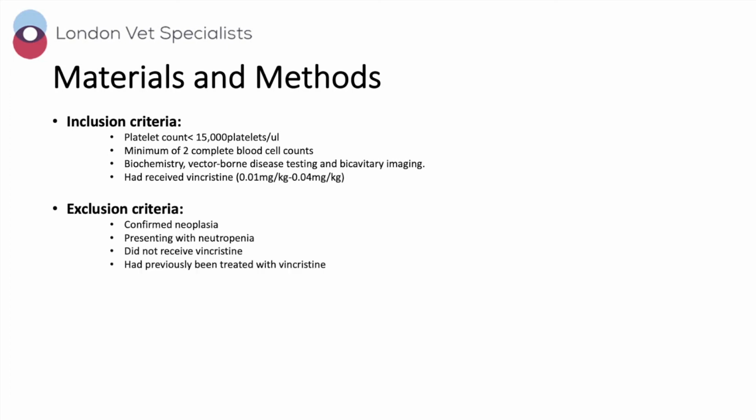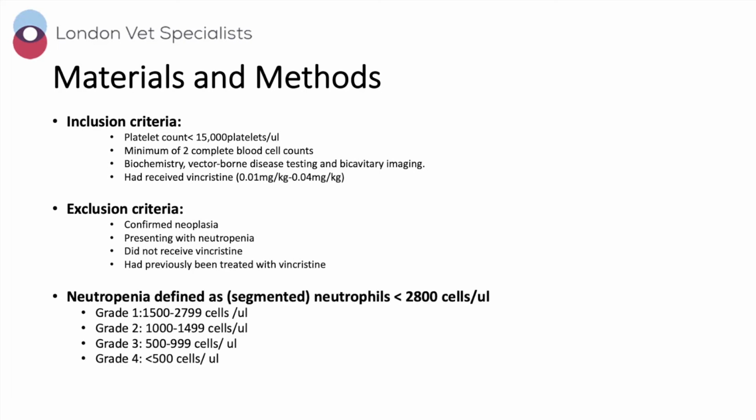The exclusion criteria included findings of any concurrent diseases which could lead to a secondary IMTP, or dogs that presented initially with concurrent neutropenia, had not received vincristine, or had been previously treated with vincristine. And neutropenia was defined as less than 2,800 cells per microliter, and then split into these 4 different grades listed below.